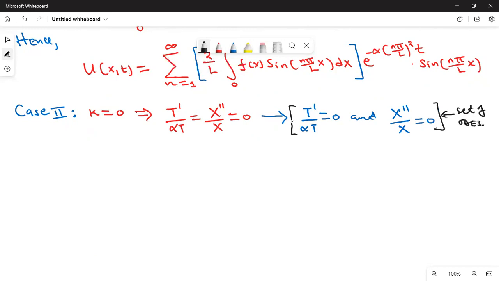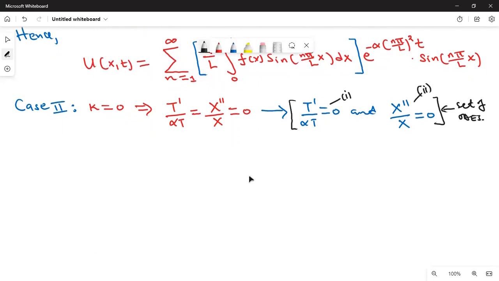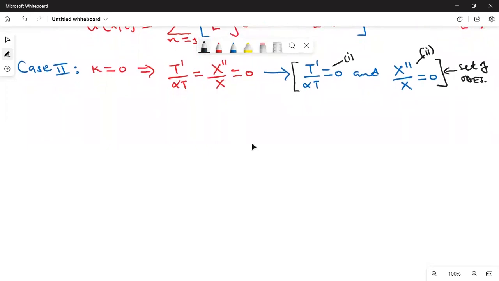So let's solve them. This will be our first equation, and this is our second equation. We start by solving the first equation. So we'll write here equation 1, equation Roman 1. It is T prime over alpha T is equal to 0.